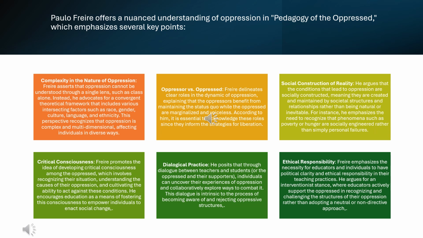He also talks about ethical responsibility. He emphasizes the necessity for educators and individuals to have political clarity and ethical responsibility in their teaching practice. And he argues for an interventionist stance where educators actively support the oppressed in recognizing and challenging the structures of their oppression, rather than adopting a neutral or non-directive approach.